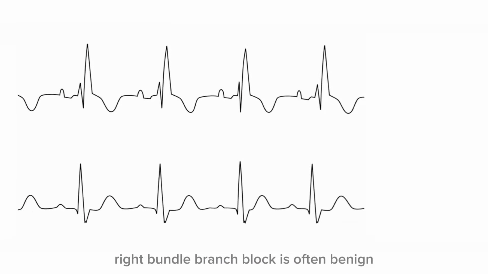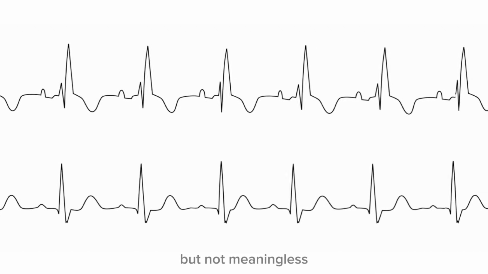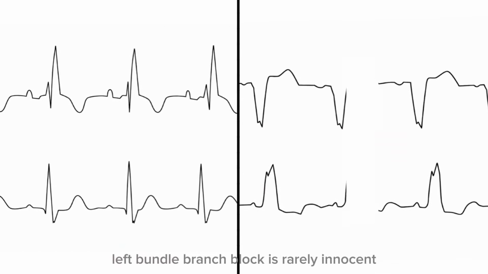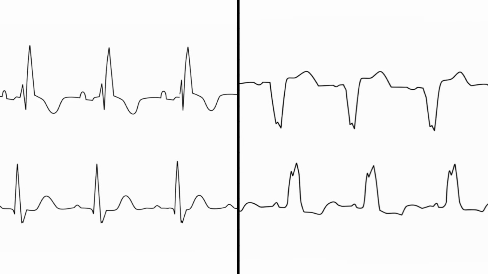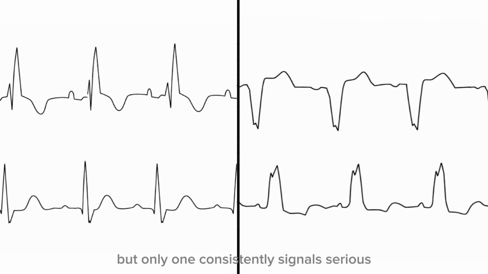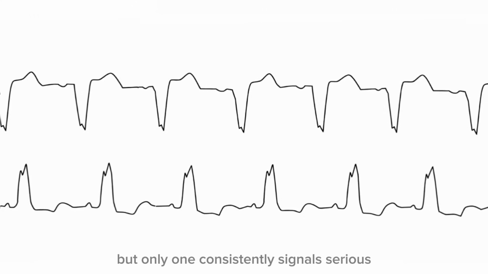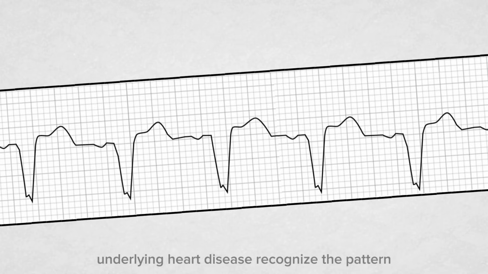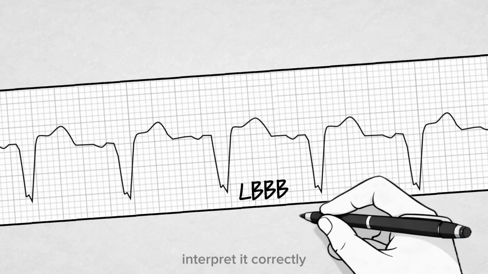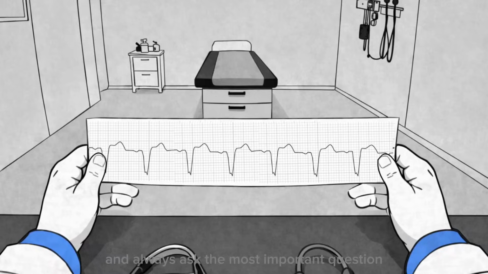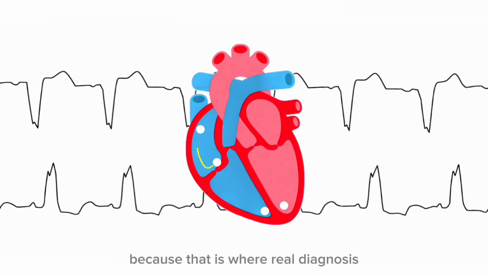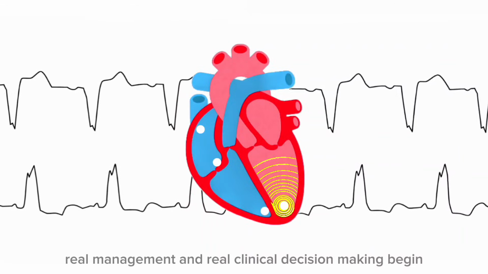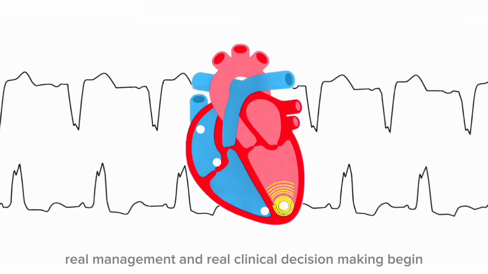Right bundle branch block is often benign but not meaningless. Left bundle branch block is rarely innocent. Both represent delayed ventricular conduction. Both widen the QRS, but only one consistently signals serious underlying heart disease. Recognize the pattern, interpret it correctly, and always ask the most important question: what is causing this conduction delay? Because that is where real diagnosis, real management, and real clinical decision-making begin.